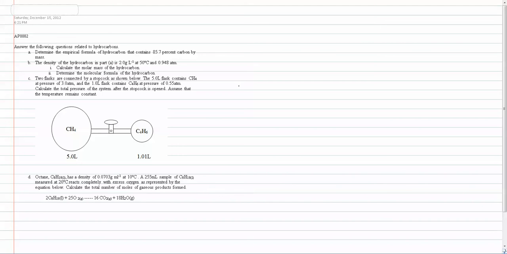Alright, here we go. AP problem 0002. So this is a wonderful gas law problem, and it's actually really three problems in one. So here we'll start right from the top. Determine the empirical formula of a hydrocarbon that contains 85.7% carbon by mass.